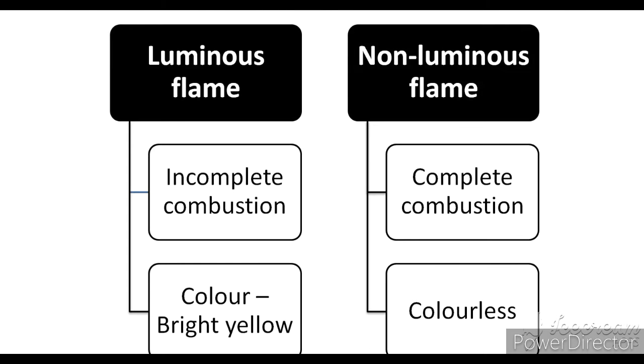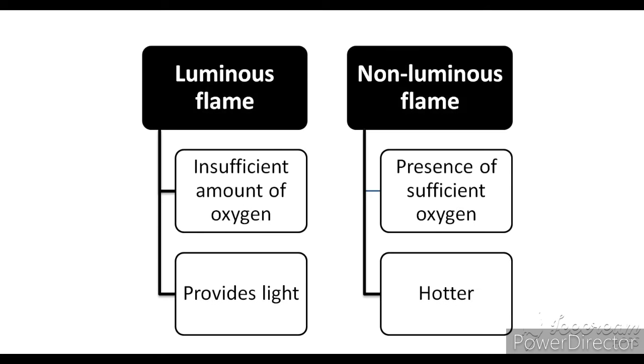Here are the differences between luminous and non-luminous flames. Luminous flame: incomplete combustion, and the color is bright yellow. Non-luminous flame: complete combustion, and it is colorless. In a luminous flame, there is an insufficient amount of oxygen, and it provides light. In a non-luminous flame, there is a sufficient amount of oxygen, so it is hotter.